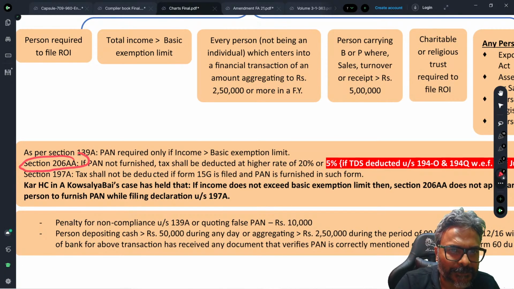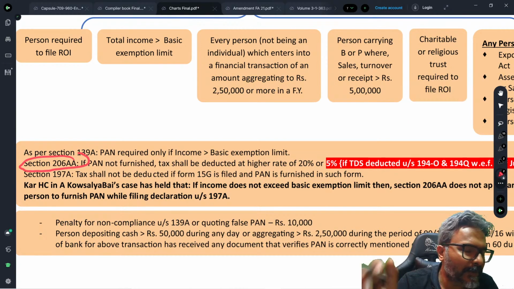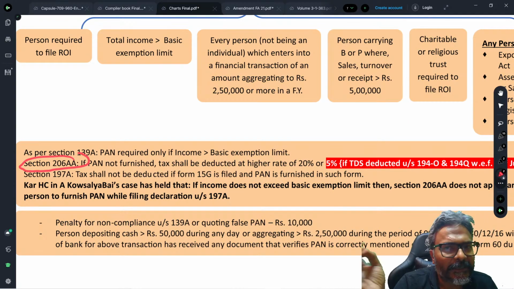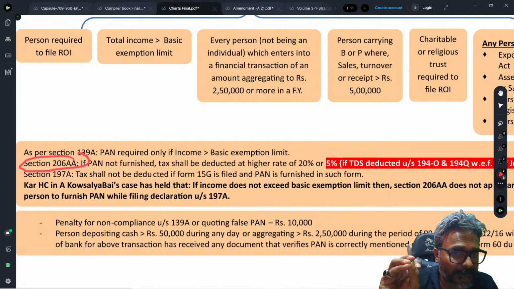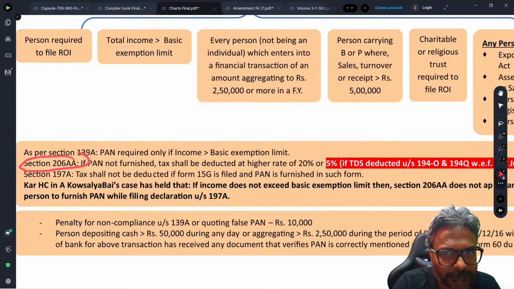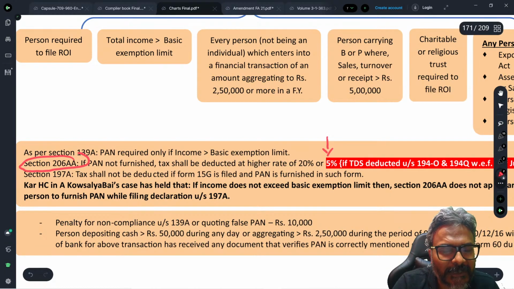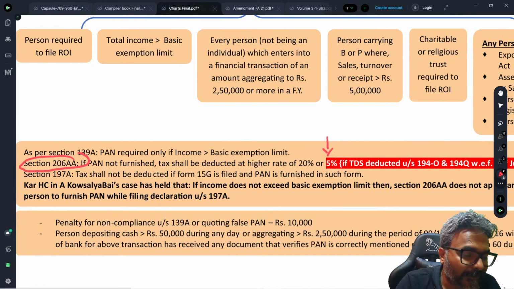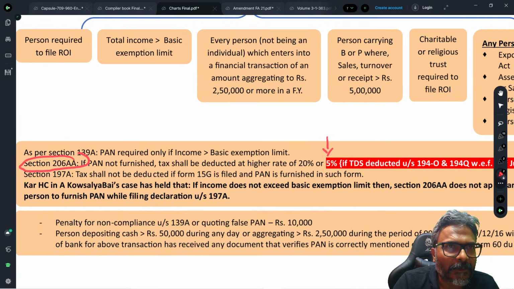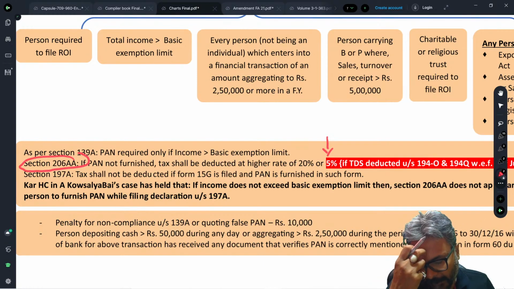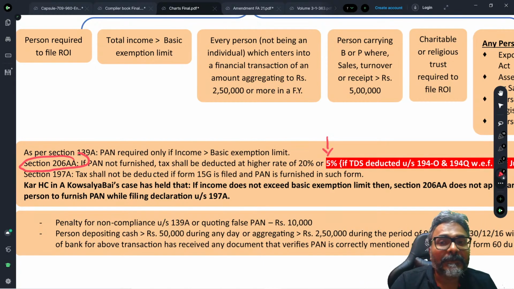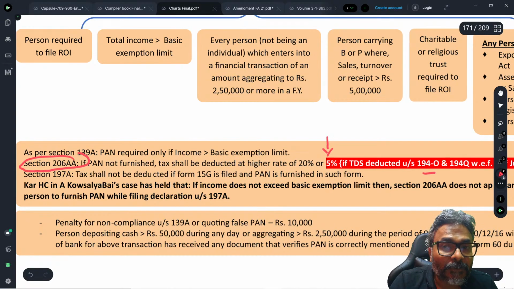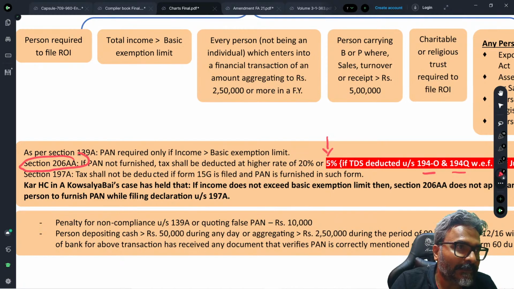In this context, if the PAN is not furnished to the payer of the amount, then he will deduct TDS at 20%. Be careful, another MCQ question. Now we have got from Finance Act 2021 even a 5% category of the TDS that would be required. This 5% is in respect of sections 194O and 194Q.